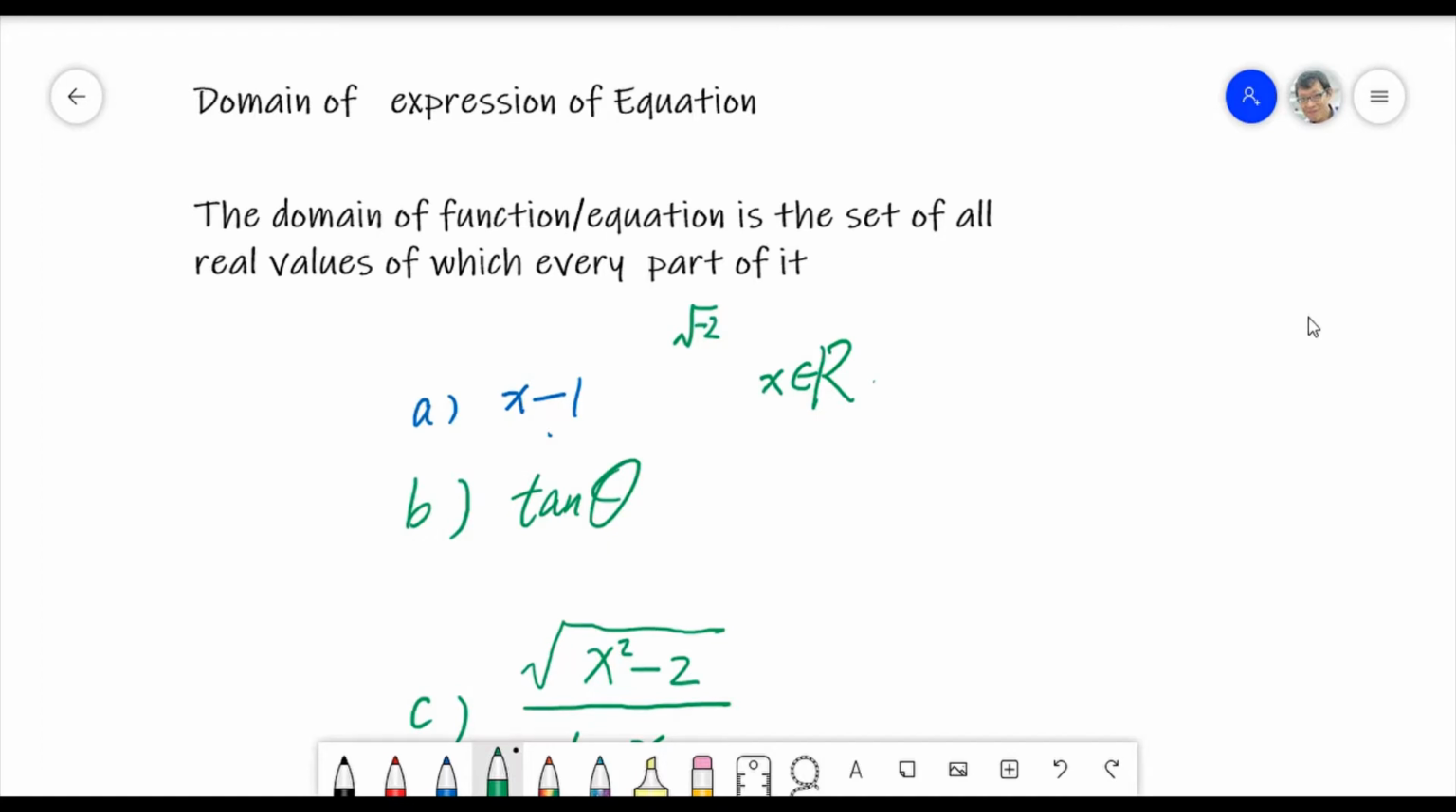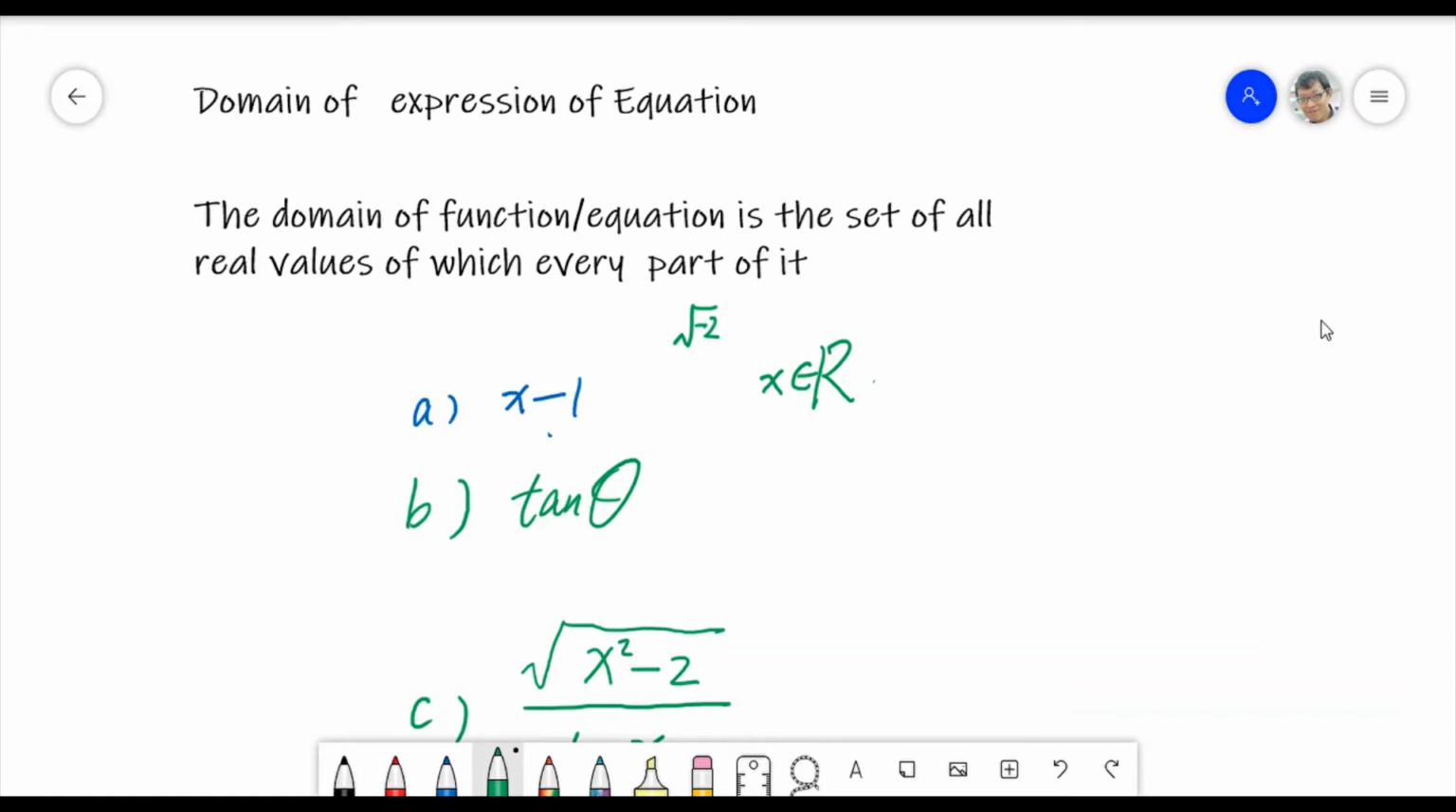Hello everyone. In this session let's discuss the new concept of the domain of an expression or equation. So, what's the domain of an equation? Normally we just ask for the range of x. Let me give an example here.